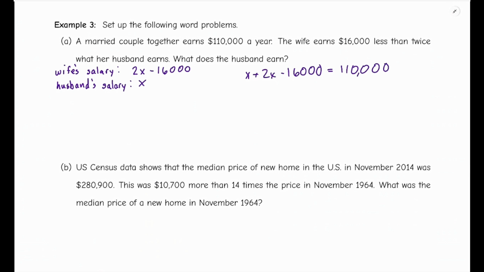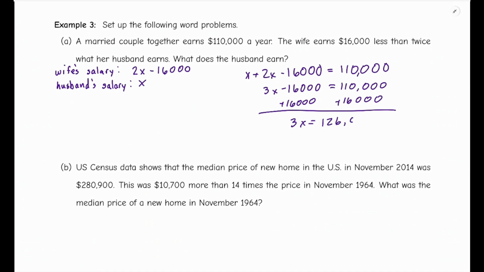Now let's solve this. Combine like terms. Add 16,000 to both sides. Divide by 3. We get 42,000. So the husband makes $42,000 a year. And then if you were asked what the wife's salary was, you would do 2 times that minus 16,000.